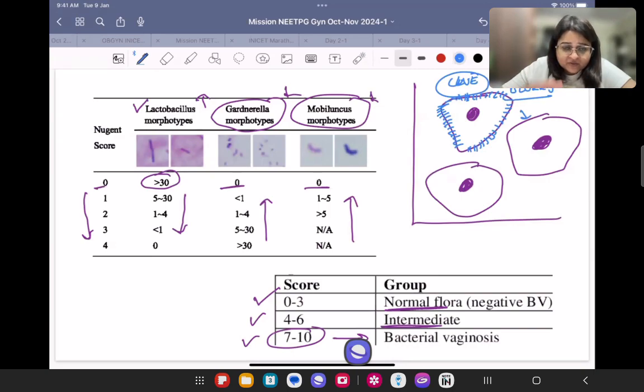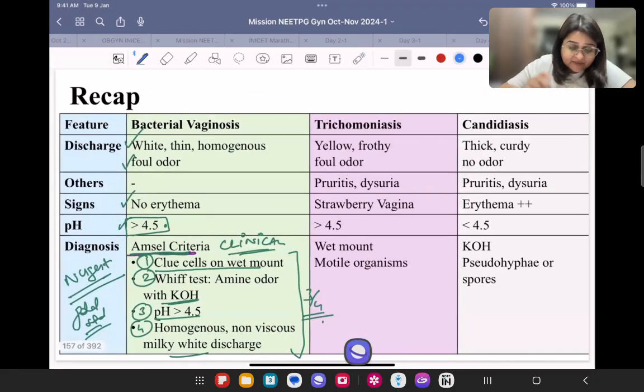So Amsel's criteria is important, you should know it. And now Nugent scoring also, you should know that it is for bacterial vaginosis, and the better one is actually Nugent scoring because you're having a very objective assessment. You are actually counting the number of lactobacilli, right? So it's of course the better way. It's the gold standard. Now, what is the treatment?